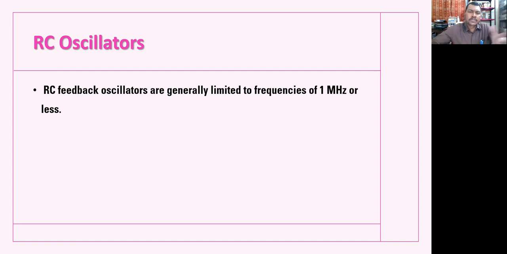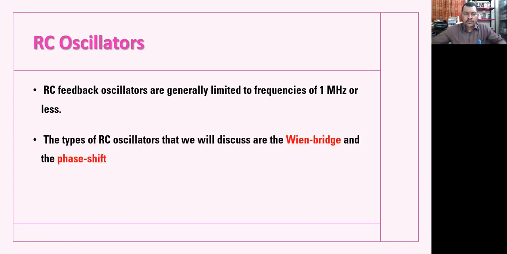Here we are going to use simple circuits, which we call resistance and capacitor circuits. But they have a drawback: we can't generate a frequency of more than 1 megahertz, it's going to be less than 1 megahertz, right? So the types of RC oscillators that we will discuss in this section are the Wein bridge oscillator and the phase shift oscillator.